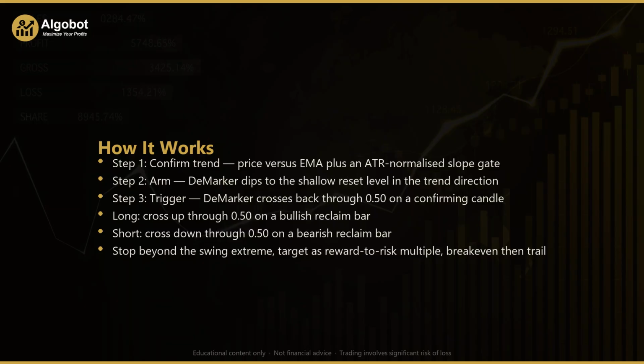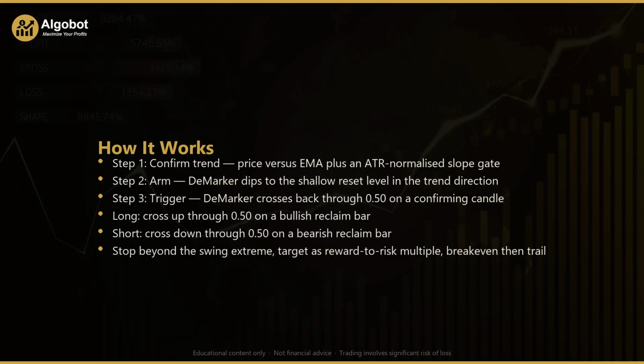Second comes arming. While an uptrend is confirmed, the strategy watches the DeMarker oscillator. If it dips to or below the shallow reset level, by default 0.45, the setup becomes armed for a long. In a downtrend, the mirror applies. The oscillator must rise to or above 1 minus that level, so around 0.55, to arm a short. This arming stays valid only for a limited window, set by the arm max bars input. If nothing resolves within that window, the setup is abandoned.